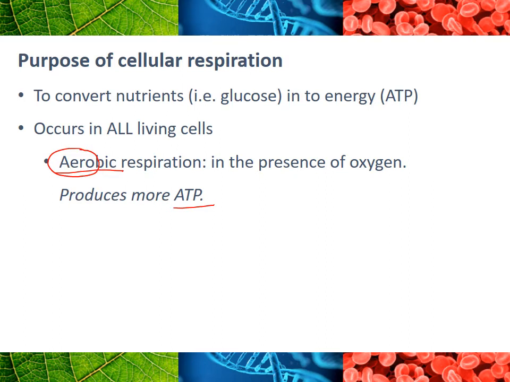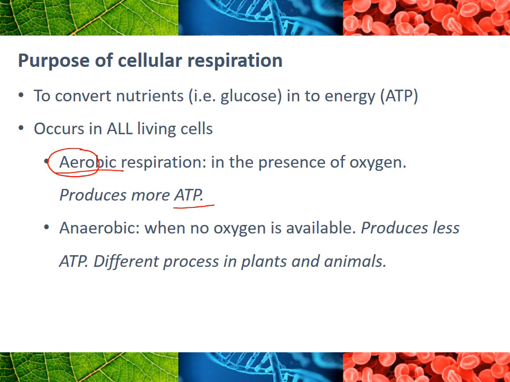The other type of respiration is anaerobic. Okay, so the opposite, when there is no oxygen available. And this produces much less ATP. So usually this happens either if an organism lives in an environment that has no oxygen, or if an organism doesn't have any oxygen available. And we'll look at some examples of that as well.